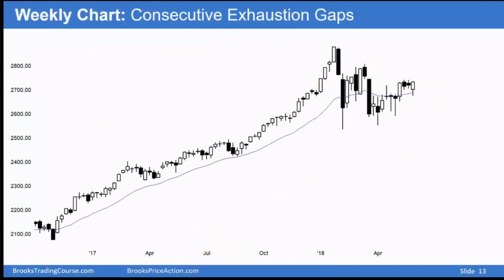I think this chart is particularly interesting. This is a weekly chart of the E-mini. Look at this. The biggest pair of bull bars late in a bull trend. You get a pause and then another big bull trend bar. This took place in January.